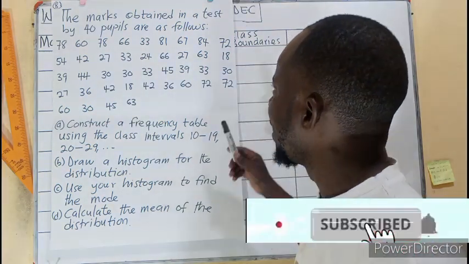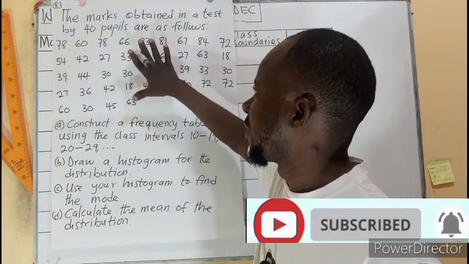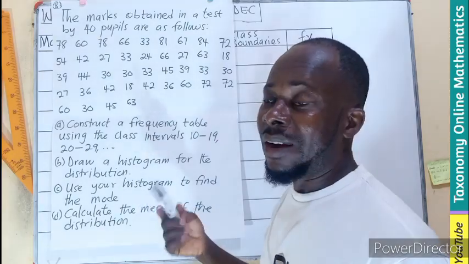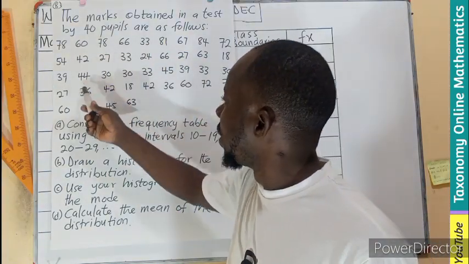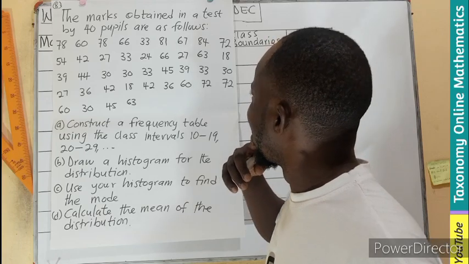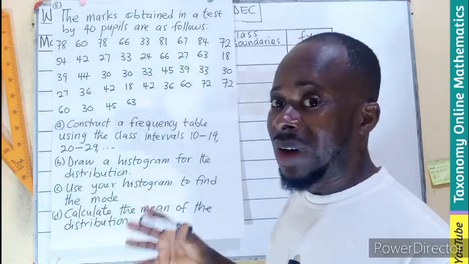The marks obtained in a test by 40 pupils are as follows. So these are the marks obtained. We can try to find the range. Looking through it, 18 will be the smallest, and 84 will be the largest. So we can easily find the range.